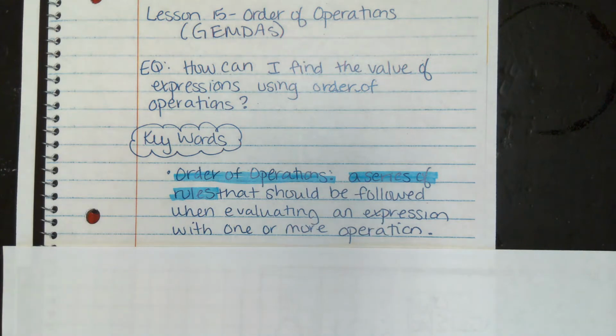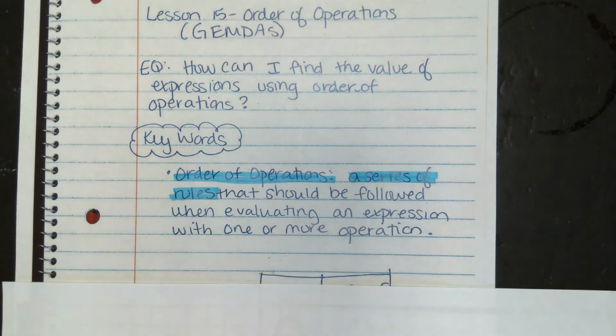One of the reasons why we want to follow these series of rules is because in math there are specific ways in which we have to combine numbers together within an expression. An expression is simply an equation without the equal sign. It's something that we're simplifying. In this lesson, we are going to be simplifying expressions and finding the answers to them.